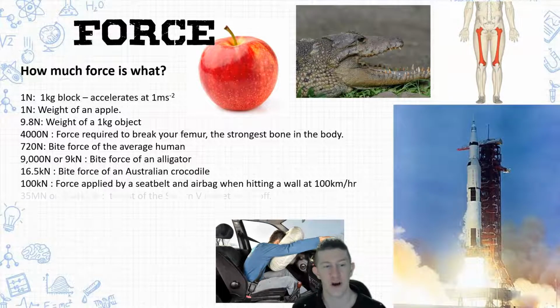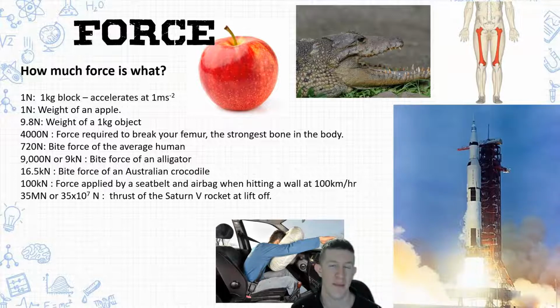Let's consider a rocket. So Saturn V was one of the biggest rockets ever made for its time. It produces 35 meganewtons, or 35 times 10 to the 7 newtons of force at liftoff. That is how much thrust its engines produce, which is monstrous. So this gives you some context to a variety of different forces.